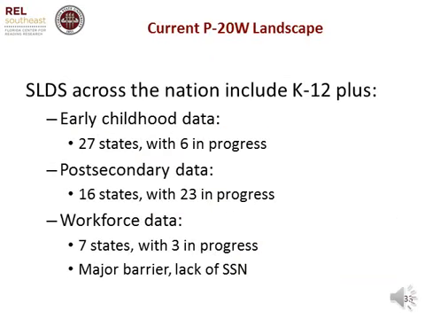As mentioned previously, progress in pulling the diverse kinds of data together in an SLDS has varied across the nation. 33 states have or are working on including early childhood data, 39 have or are working on incorporating post-secondary data, and 10 have or are working on including workforce data. One of the major limitations of workforce data is that unemployment records require a social security number, and not all education systems collect that.